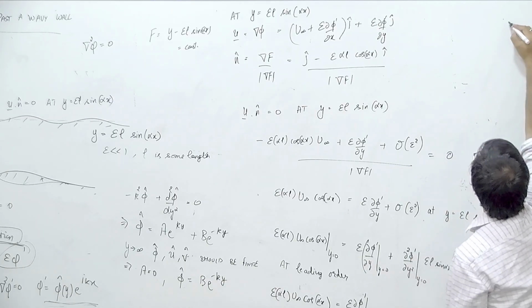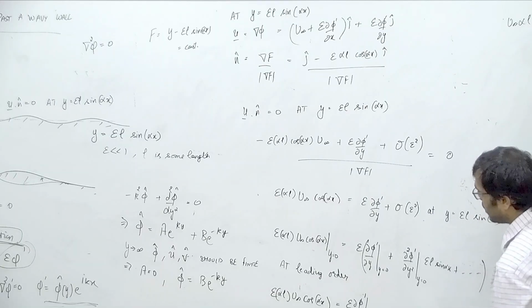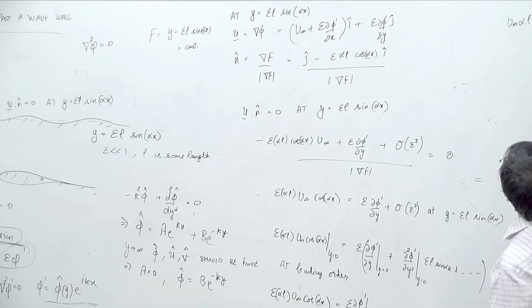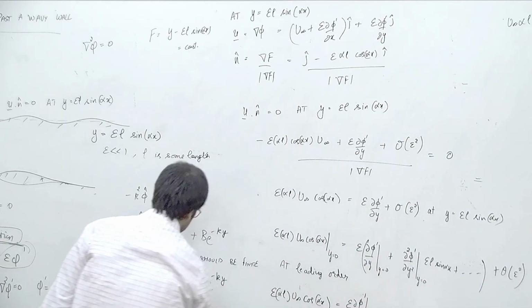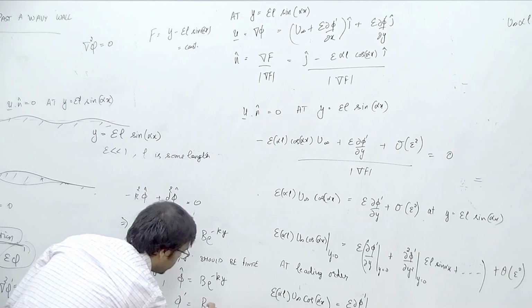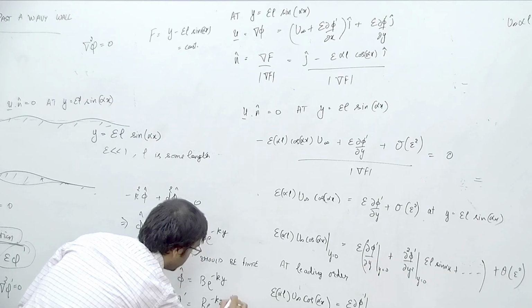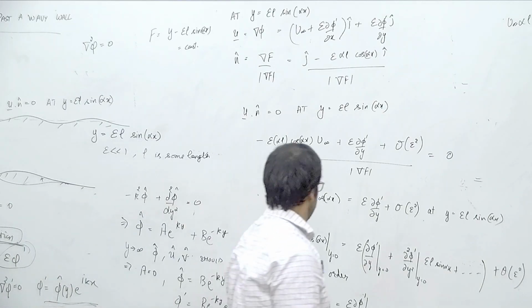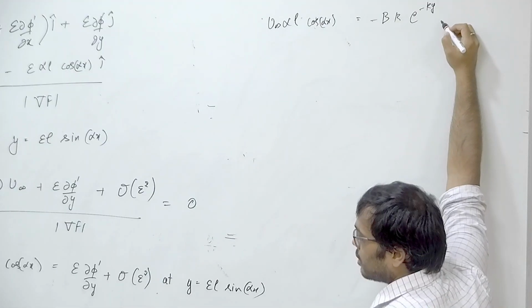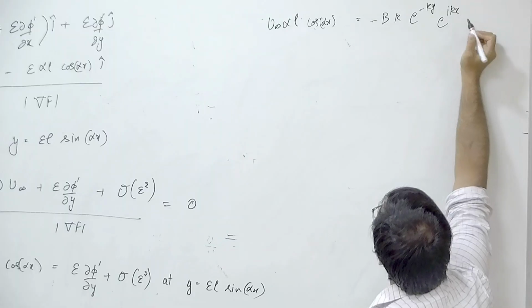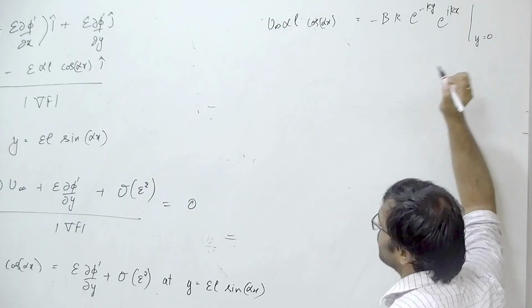And from here we get u infinity alpha L cos alpha x equals del phi prime by del y at y equal to 0. What was phi prime? So, phi prime was b e to the power minus k y e to the power I k x. So, del phi prime by del y is minus b times k e to the power minus k y e to the power I k x at y equal to 0.